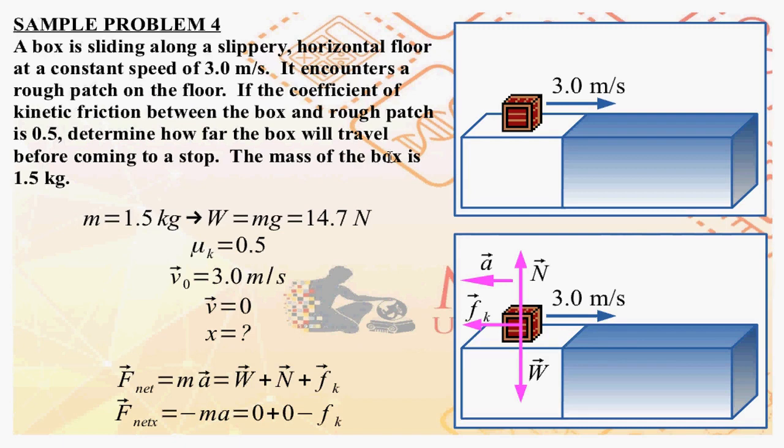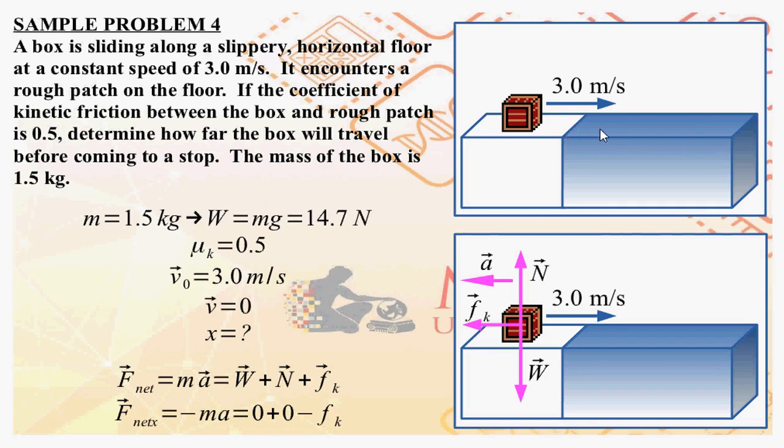The mass of the box is 1.5 kilograms. So, given m is 1.5 kilograms, knowing m, we can calculate the weight magnitude of the box, 14.7 newtons. The coefficient of kinetic friction is given as 0.5. And the initial speed of the box, when it starts moving on the rough patch, is 3 meters per second.